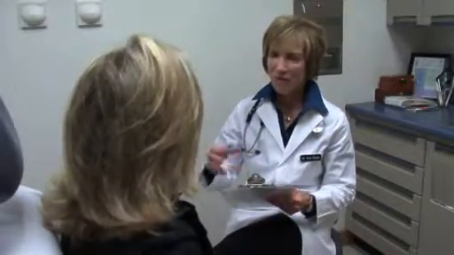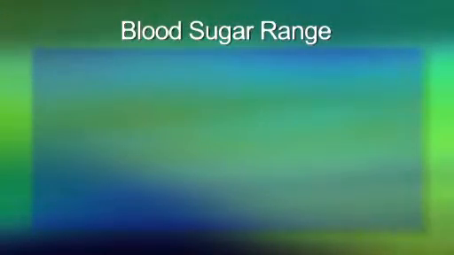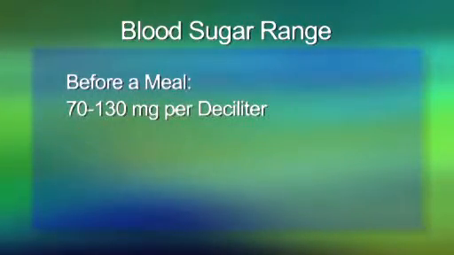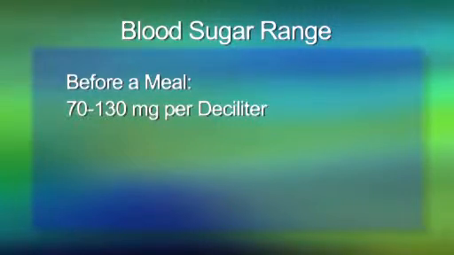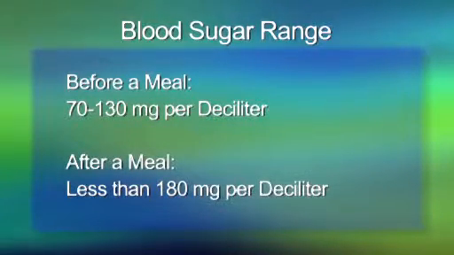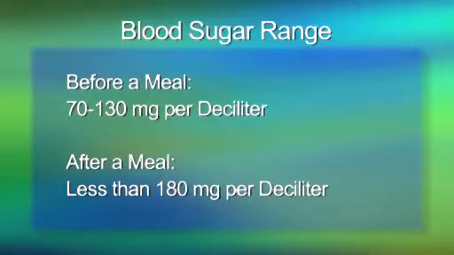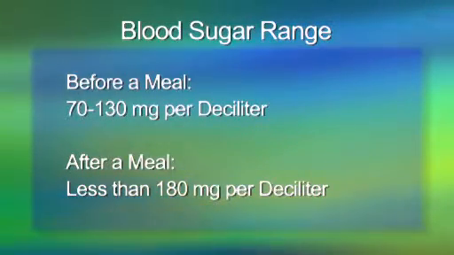Today we're talking about diabetes, and now I want to talk about the complications caused by diabetes. All of the complications of diabetes may be prevented by keeping blood sugars within an acceptable range and by keeping scheduled appointments with your healthcare specialists. The acceptable blood sugar range is 70 to 130 milligrams per deciliter before a meal and less than 180 milligrams per deciliter 2 hours after a meal.